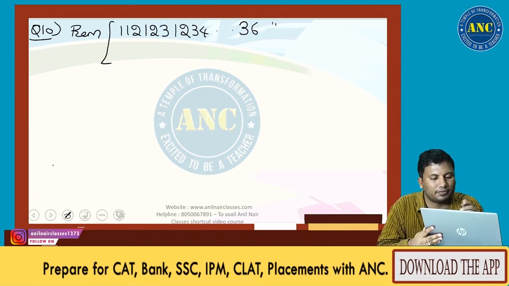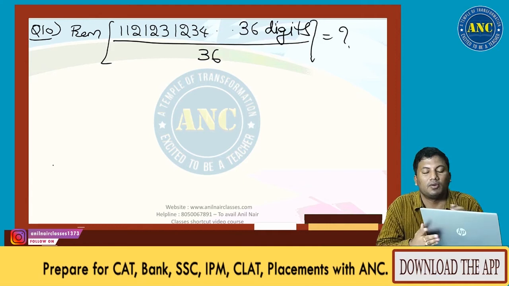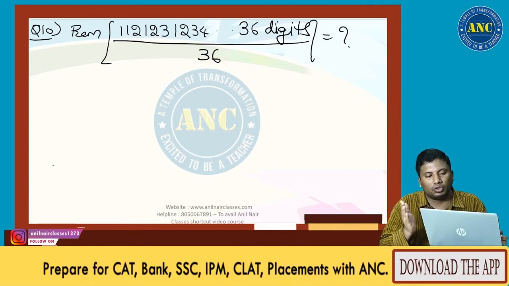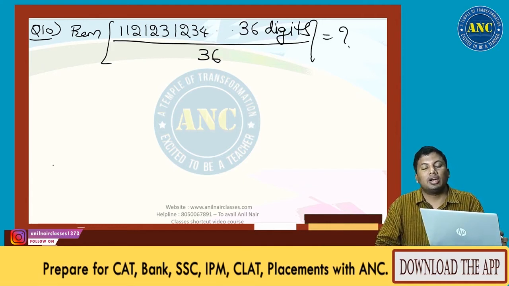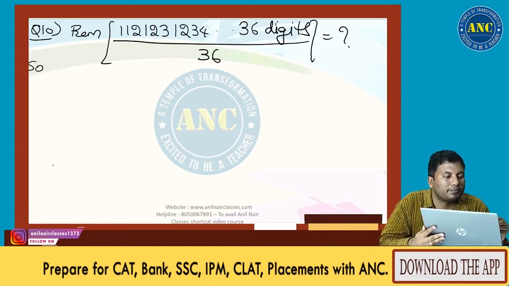36 digits. 1, 1, 2, 1, 2, 3, 1, 2, 3, 4 and so on up to 36 digits. When divided by 36, what is the remainder? Solution. This question is like this.